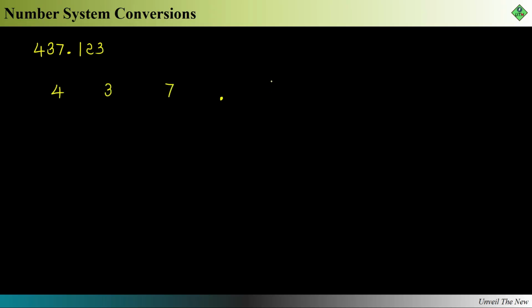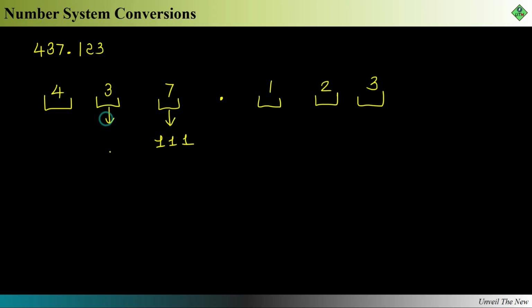So I will simply write down the number first of all: 437.123. For each and every digit, we need to write down its binary, but that binary should be in 3 bits. So for 7, it is 111. For 3, it is 11, but we need to write it in 3 bits, so we need to add a 0 over here. And I hope you understand that adding 0 before any number will not change its value.